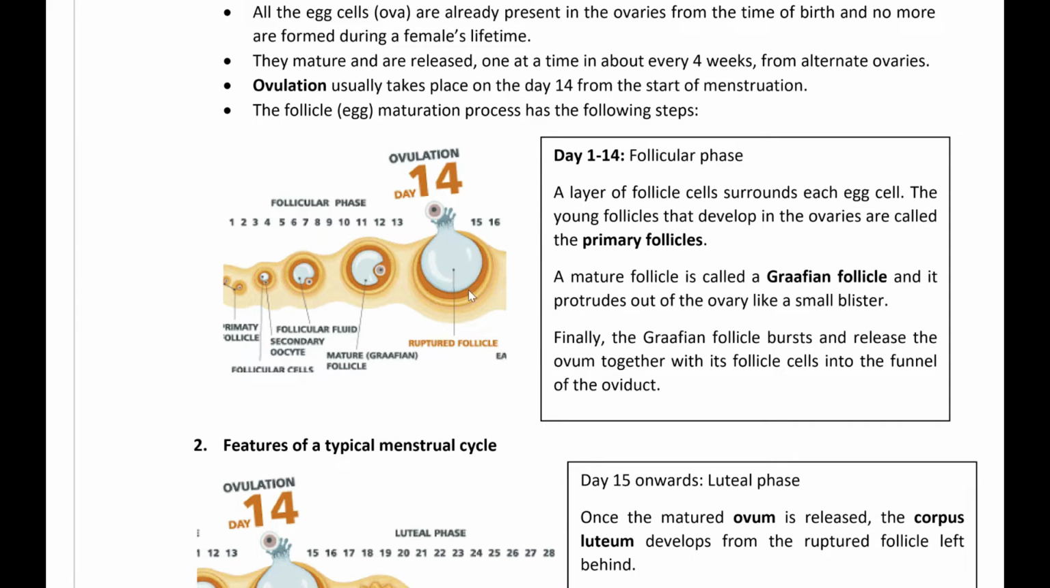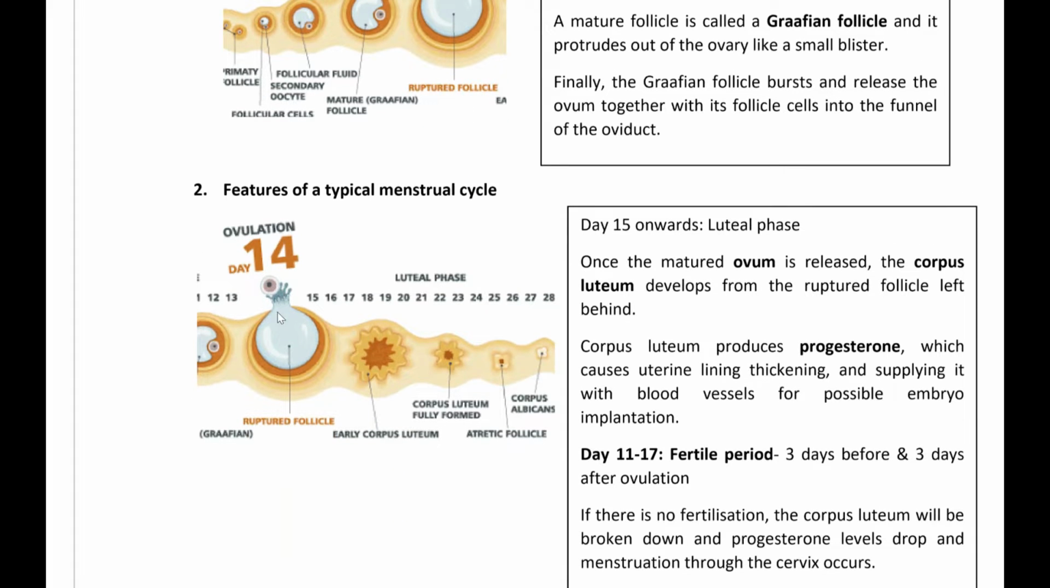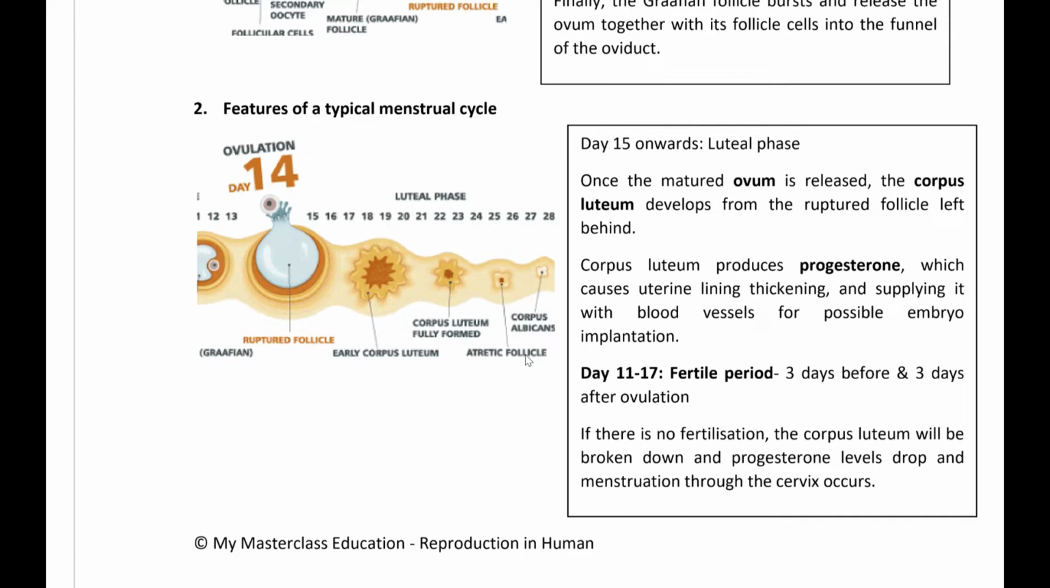So what happens to the remaining follicle? It doesn't just disappear into nowhere. The remaining follicle will then be used to develop the corpus luteum. The main purpose of the corpus luteum is to maintain the second hormone in the female body system, which is progesterone. Progesterone will cause further thickening of the uterine lining and also maintain the uterine lining in the event that there is fertilization. If there is no fertilization, eventually the corpus luteum will break down. Since it is responsible for maintaining progesterone concentration, once it starts to break down, progesterone levels will also drop. So the uterine lining is no longer maintained and menstruation through the cervix will take place.